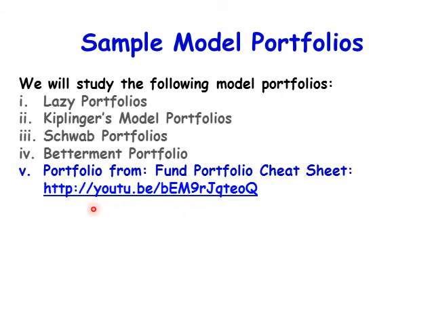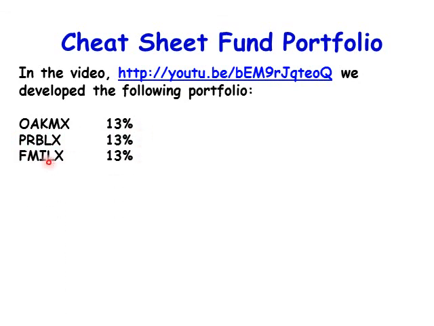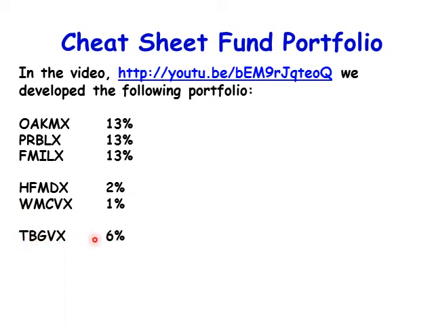Now we look at the portfolio we developed in the other video, the cheat sheet video. In that video, we developed this portfolio, which is Oakmark 13%, PRBLX 13%, FMILX 13%, HFMDX, this is mid cap, 2%, WMCVX is 1%, which is small cap. Tweedy Browne Global Value Fund is 6%. Oakmark International is 7%. Remember that to get Oakmark International, you had to go through the back door and buy it at the fund company itself.